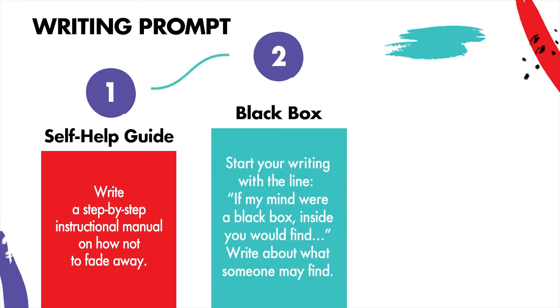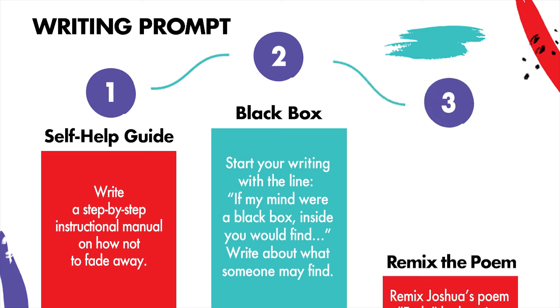2, start your poem with the line, "If my mind was a black box, inside you will find." What are some things that we will find inside of your brain in the event that your body had crashed? What are some of the most important things that you will want us to know? Your dreams, your hopes, and aspirations.